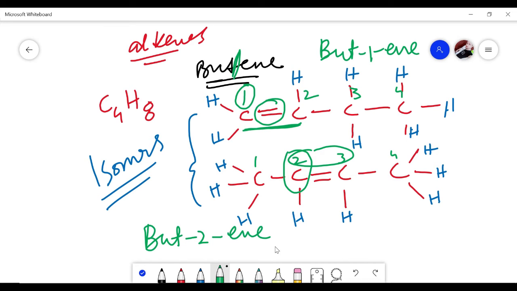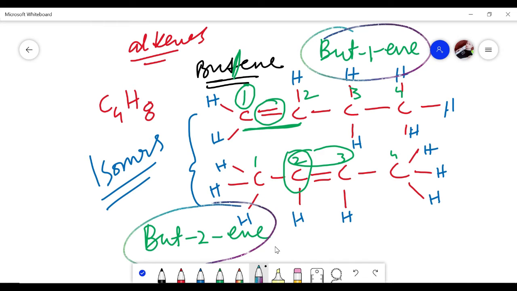Why did you circle both 2 and 3 in the second one? I told you that the double bond is between 2 and 3, but I'll consider the least value for the double bond, as the double bond for me is the functional group. So I'm giving this the least value. Between 2 and 3, the least value is 2. Between 1 and 2, the least value is 1. Clear?